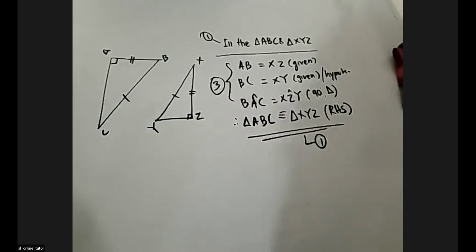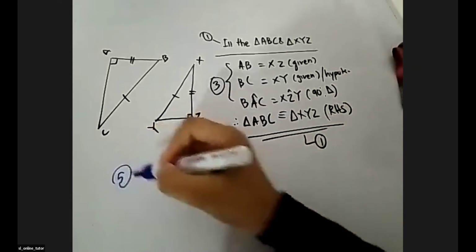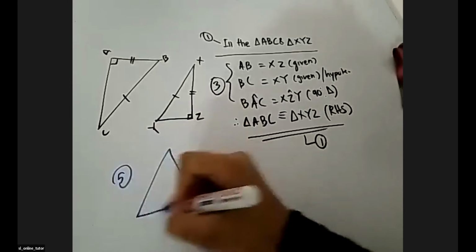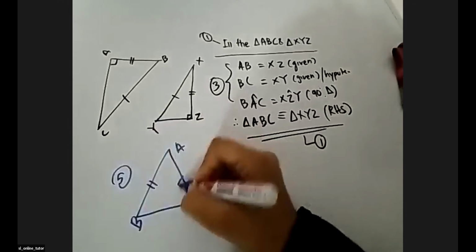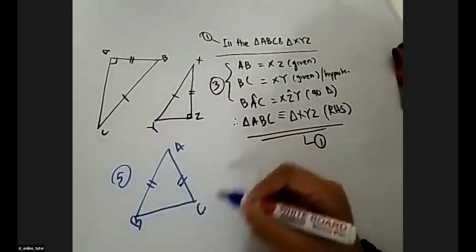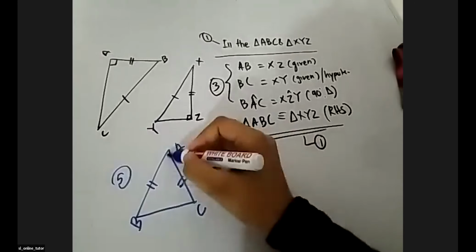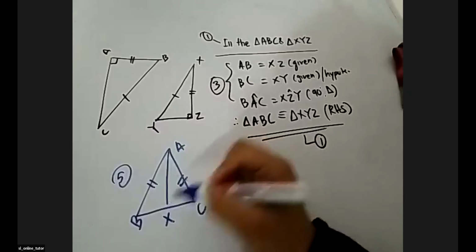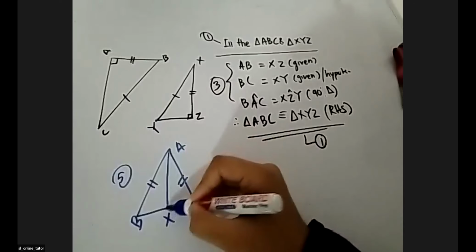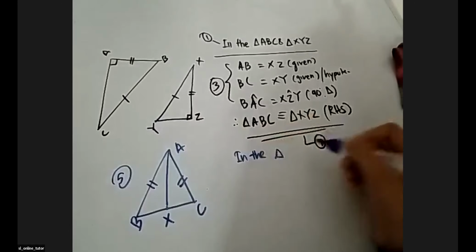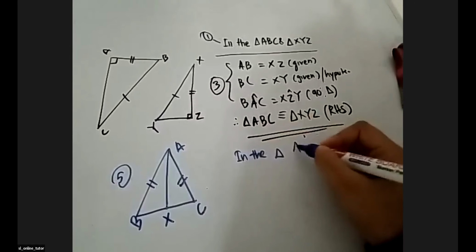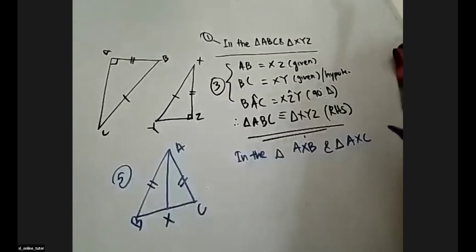Okay, teacher. Right, very good. Let's go to question number 5 now. In the triangle ABC, let me draw a triangle ABC. I don't know how it comes, we'll see. AB equal AC. Bisector of BAC meets BC at X. Show that BX equal XC. Okay, that means we have to consider 2 triangles in the triangle, triangle AXB and triangle AXC.